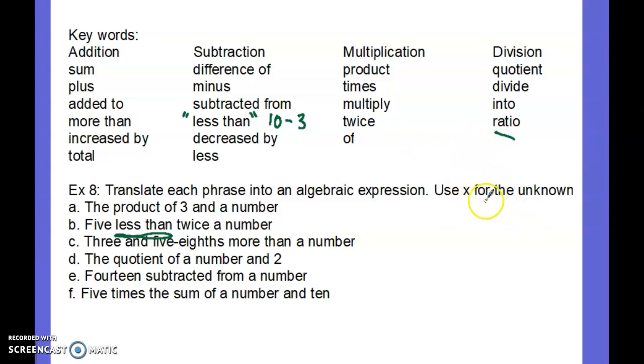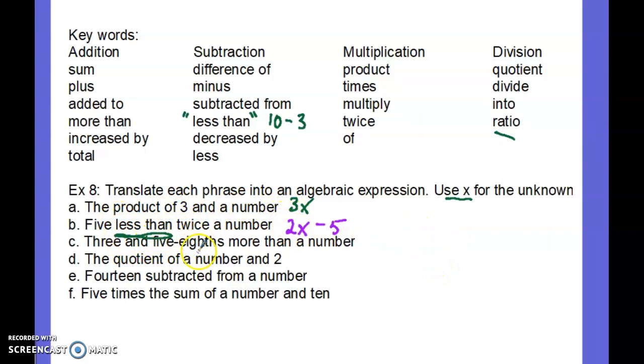So exercise 8, again, straight from the book. Use X when you don't know the number. So the product of 3 and a number, that's just saying 3 times X. That's multiplication. I'm tired of writing in that color. So this is one of those less than words, so the English language confuses you, you want to make sure that it's -5. Twice a number means taking the number and multiplying by 2. So 2x minus 5 is that translated into words.